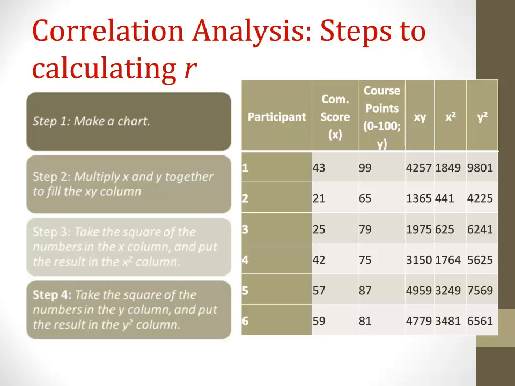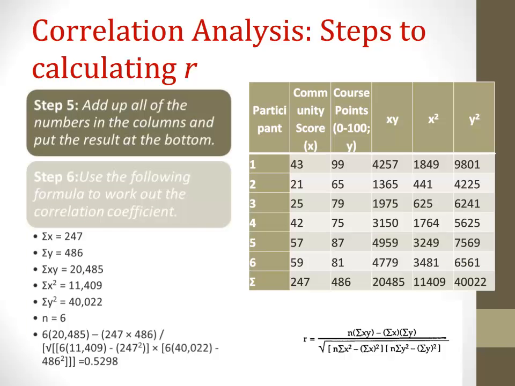Now we're going to move on to the next step in the next slide. Now, in step 5, we add up all the numbers in the columns and we put them in the results at the bottom. Here you'll see that the Greek letter sigma is a short way of saying the sum of.